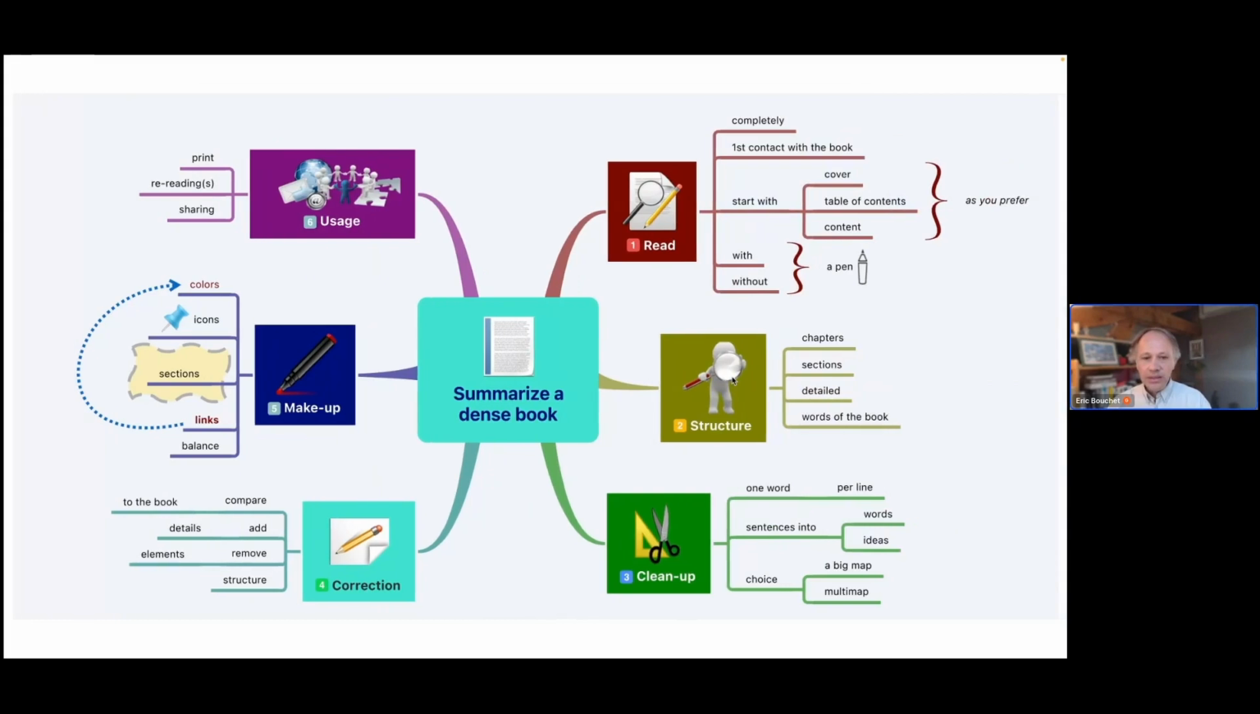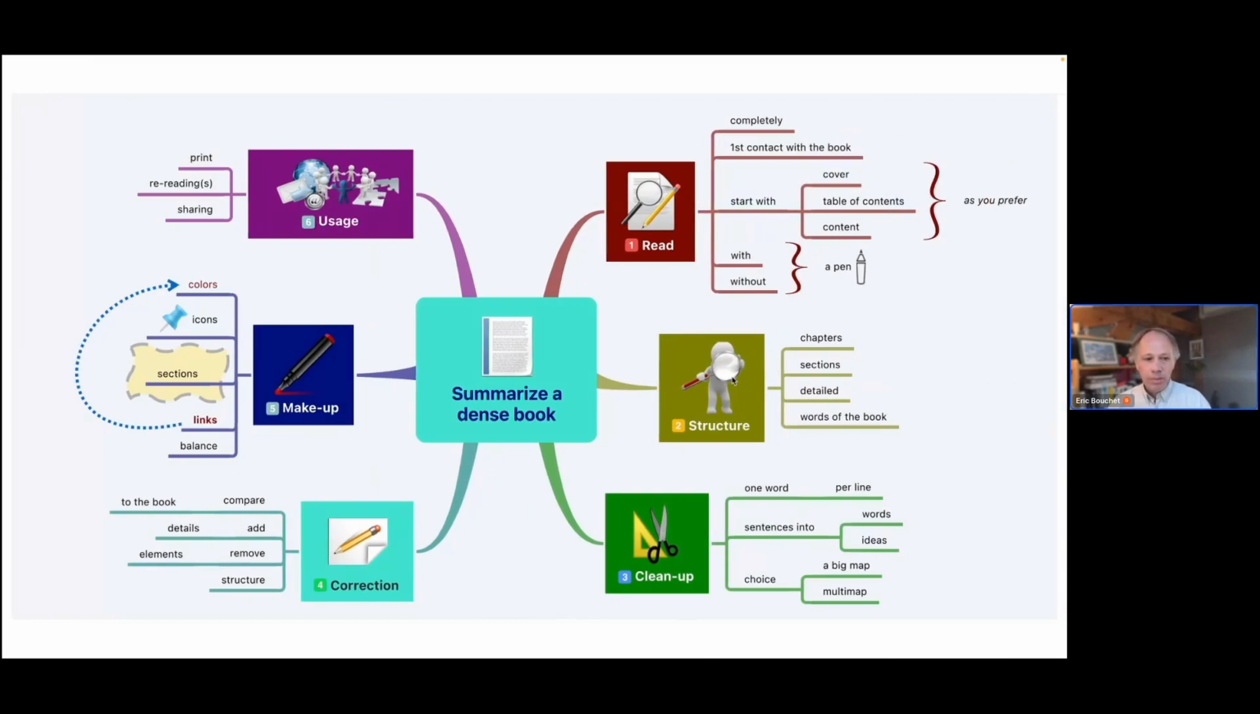Then we enter the graphical part of making it a mind map, the makeup phase, where you find all of the standard components of a mind map: colors, icons, illustrations, sections, callouts, links, and obviously you're going to be careful as well of balancing your map correctly.